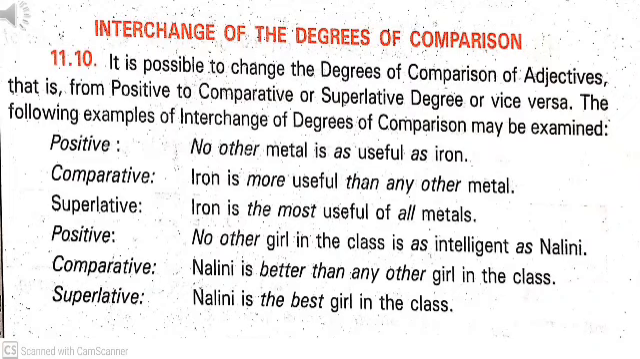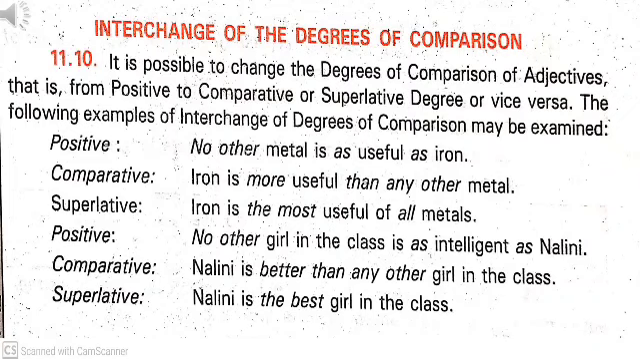Interchange of degrees of comparison. Students, we can change the degrees of comparison of adjectives from positive to comparative or superlative degrees. Means to say, we can use any of these 3 degrees to convey the same meaning. Now students, let's see an example. First is, no other metal is as useful as iron. Iron is more useful than any other metal. Iron is the most useful of all metals.